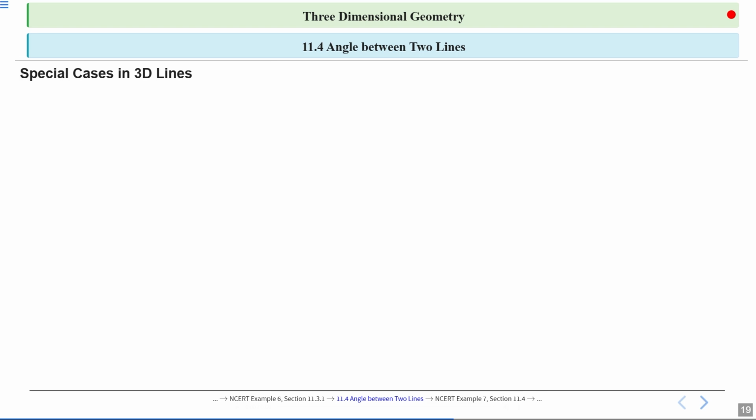Now we are starting our discussion on special cases in 3D lines. Let's begin by defining perpendicular lines in 3D. So two lines are perpendicular if the angle between them is 90 degrees. This is just like in 2D. But now we are considering lines in space, not just on a flat surface.